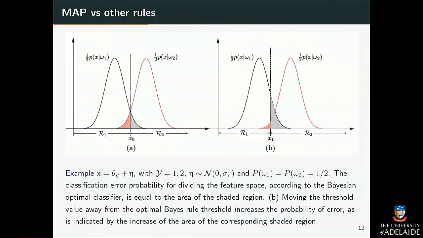So the Gaussian case that I presented before, you can easily show that if the prior distributions are the same, so they have 50% probability of occurring, then the MAP detector is placing the threshold exactly in the middle, and this gives you the smallest error. But you may choose another criterion or another threshold, and what you're doing is essentially sweeping in one direction or the other, and then you are increasing the one misclassification against the other.